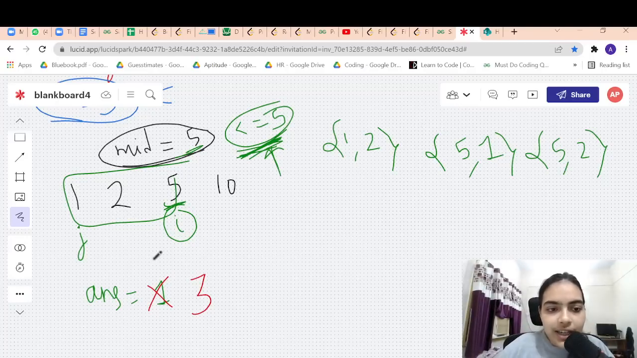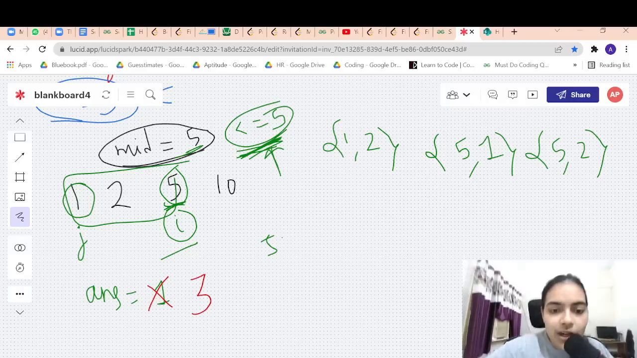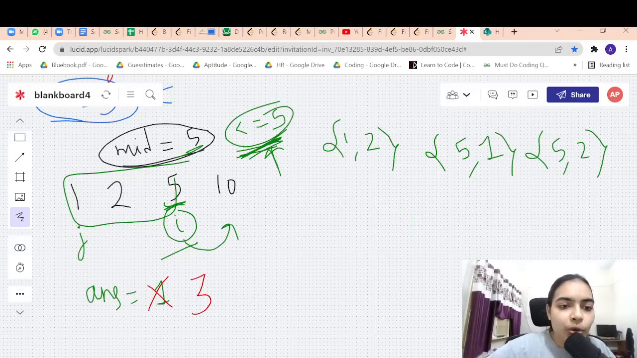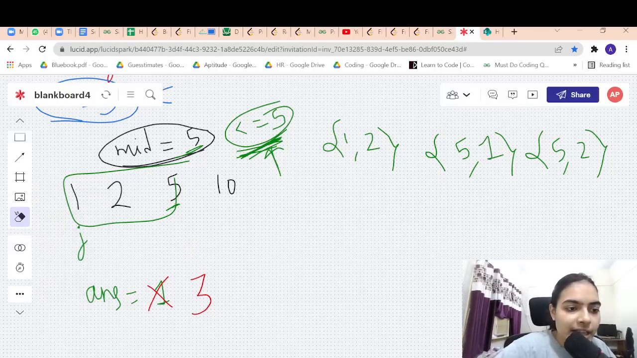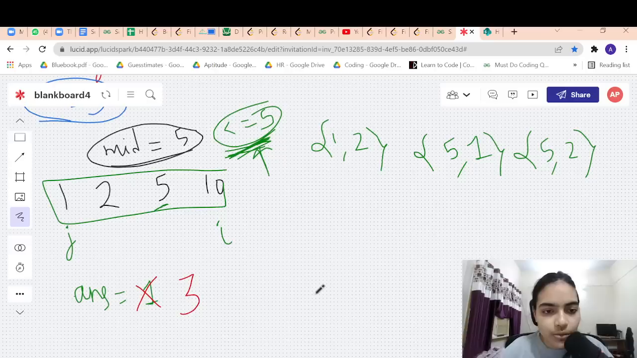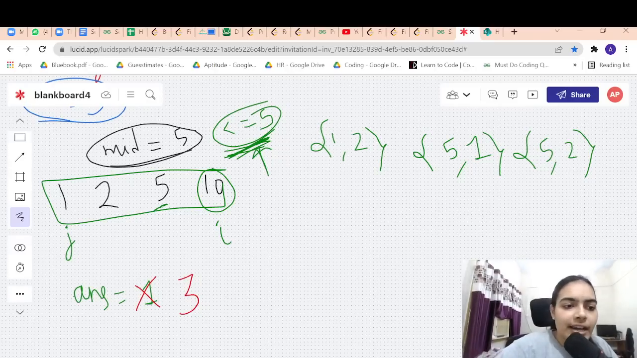Now still we can increment our i, because still our absolute difference is less than or equal to 5. So till the time our absolute difference is less than or equal to 5, we can keep on moving i, we can keep on incrementing the sliding window, right? So I will again increment my sliding window. Now what will my sliding window become? So my sliding window will become this value, right? Now i is 10, j is 1.